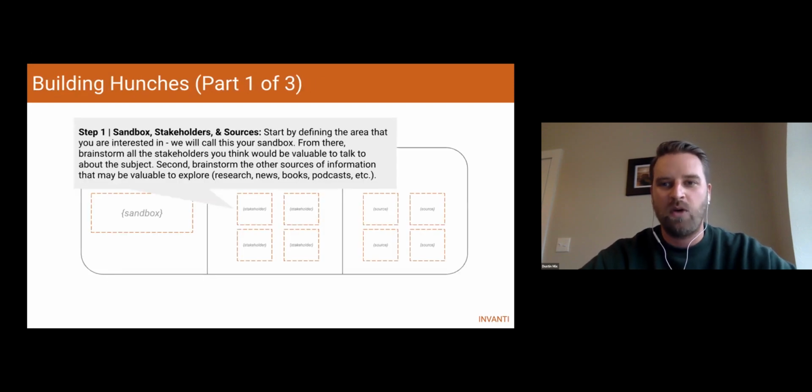So step number 1, and we do have worksheets for all this kind of stuff that'll be included in this deck. We'll send you links to the deck so you can actually use them. You'll have all the notes, so don't worry about all of that. But step number 1 is pretty simple. We call it sandbox, stakeholders, and sources.